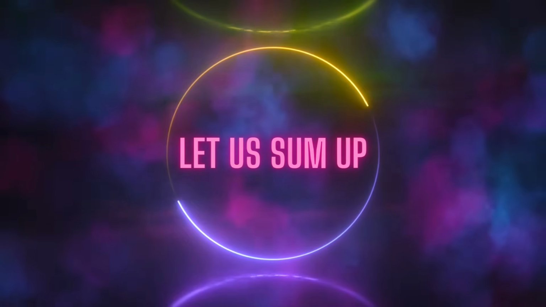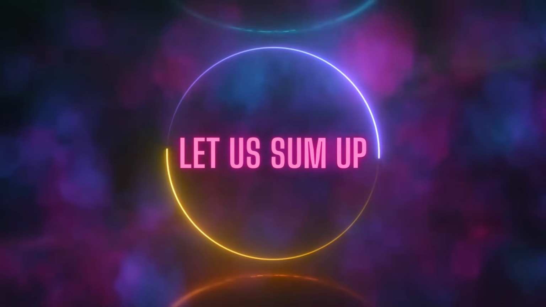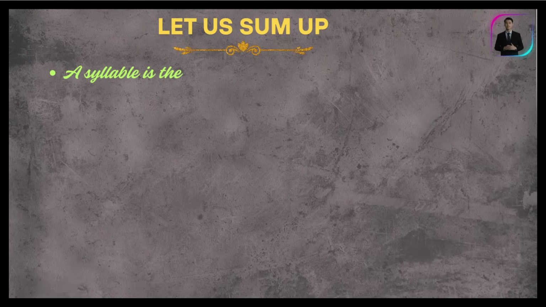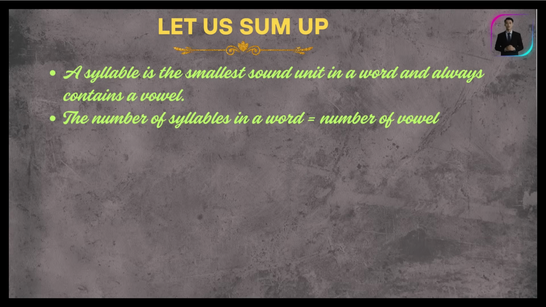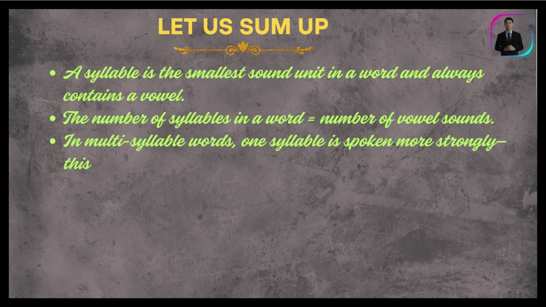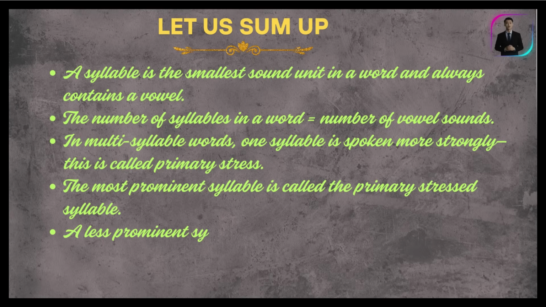Let us sum up. Let's quickly review the key points about word stress and syllables in simple terms. A syllable is the smallest sound unit in a word and always contains a vowel. The number of syllables in a word equals the number of vowel sounds. In multi-syllable words, one syllable is spoken more strongly. This is called primary stress. The most prominent syllable is called the primary stressed syllable.